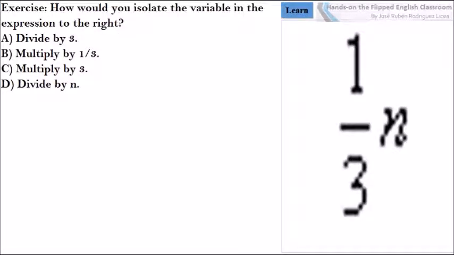Exercise: how would you isolate the variable in the expression to the right? A. Divide by 3. B. Multiply by 1/3. C. Multiply by 3. D. Divide by n.